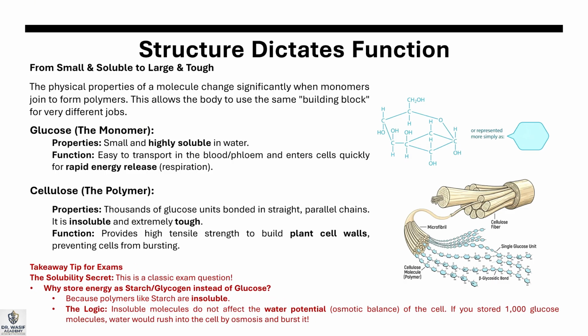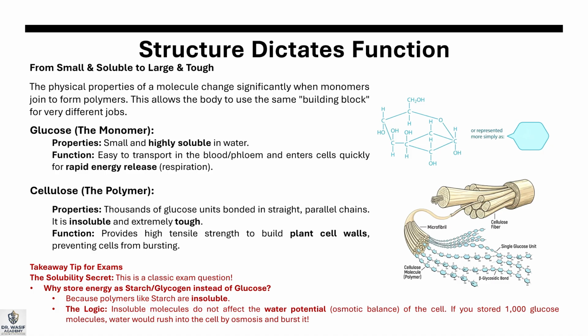Here is a takeaway for your exam. Let's talk about the solubility secret. Sometimes examiners love to ask, why do organisms store energy as starch or glycogen instead of just keeping it as glucose? The answer is osmosis. If you recall the previous chapter, which was about osmosis, diffusion, and active transport, you can easily understand the concept behind this answer.